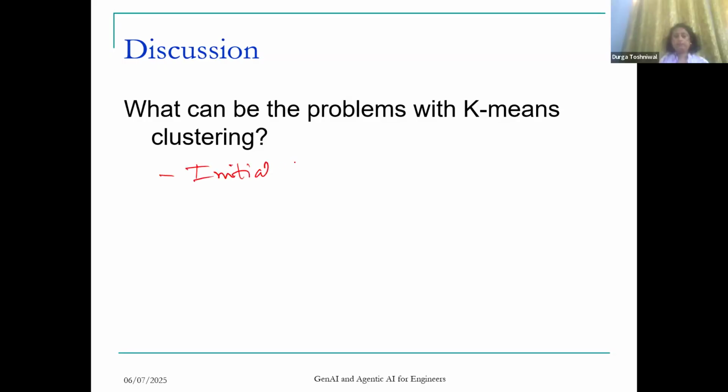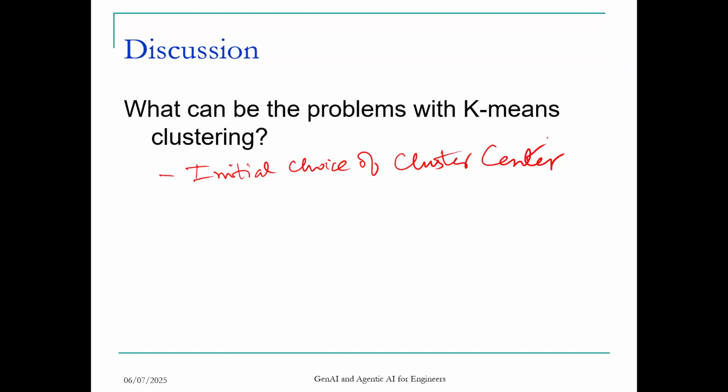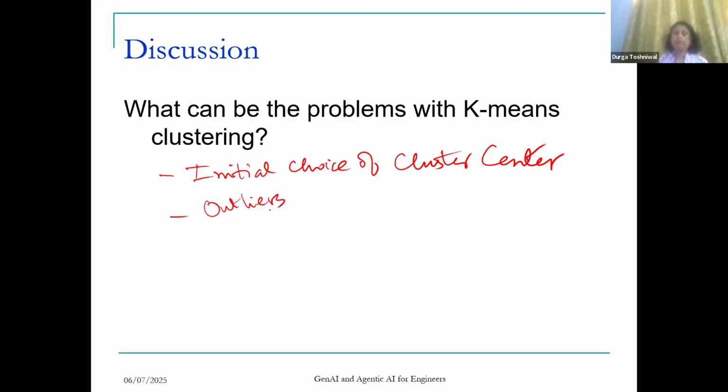So that is one important problem, the initial cluster center choice. Any other problem? Outliers, how would outliers impact the clustering? They can distort themselves. Okay. The impact of outliers. Anything else?